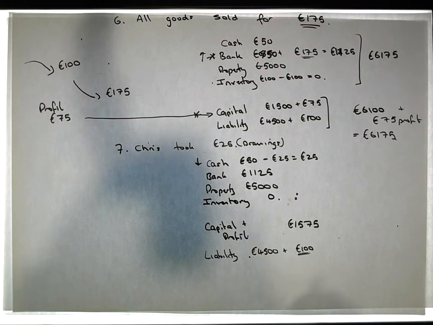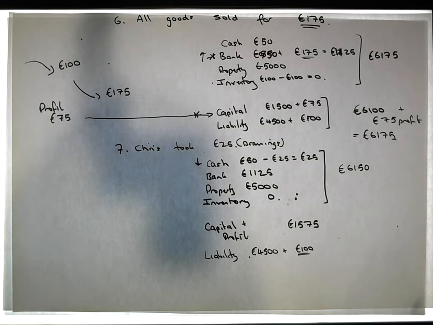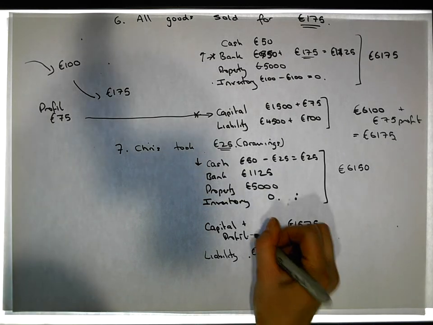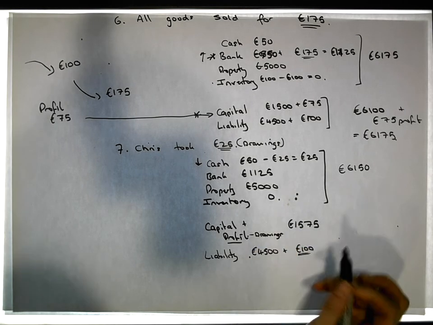So does this balance? We have our 25 cash, our 1125 at the bank, and our 5 in property. So our total assets is coming to 6150. But in our capital and liability section, we only have 6175. So there is a difference of €25. And this is the other side of the transaction in relation to the drawings. So drawings is money taken out by the owner, and where that is shown is in the capital section as a minus. So our capital, you add on profit and you take off any drawings.